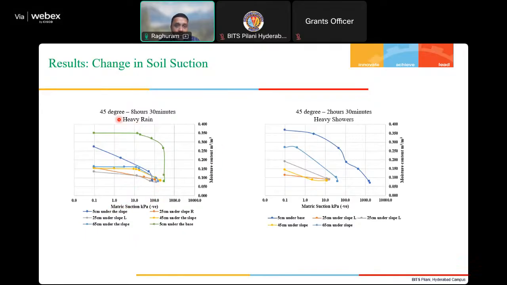Here, for the 45 degree slope, 8 hours 30 minutes of heavy rain. For heavy rain, heavy showers and severe rain, we have used the terminology from the IMD, the Indian Meteorological Department. Heavy rain means the intensity of rainfall is 1 to 2 centimeters per hour, heavy showers means 2 to 4, and severe means greater than 5. So here you can see the matric suction: most of the sensors have reached 100 kilopascals, whereas here it is just 10 kilopascals.